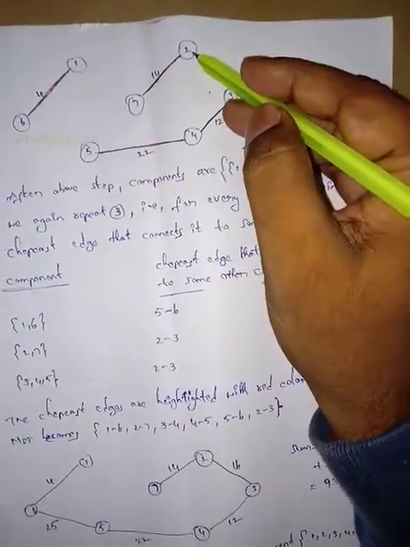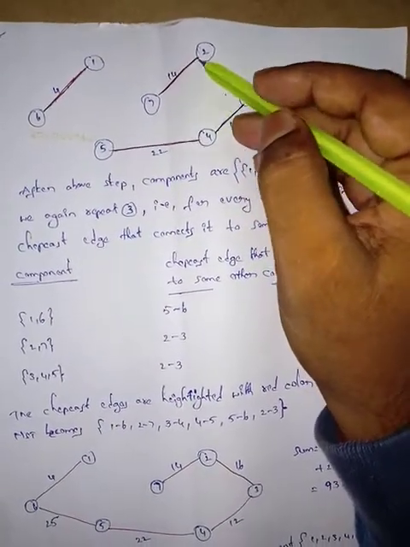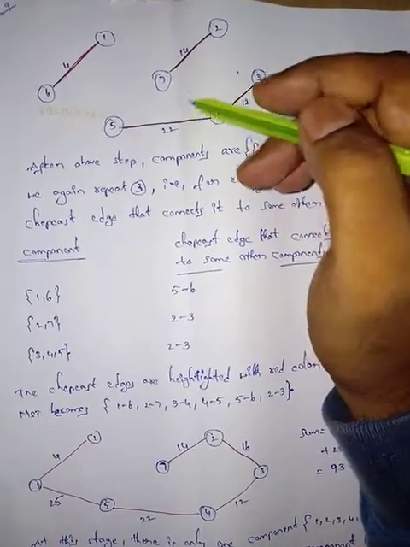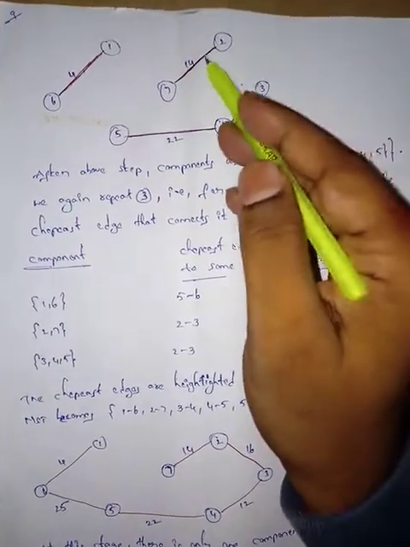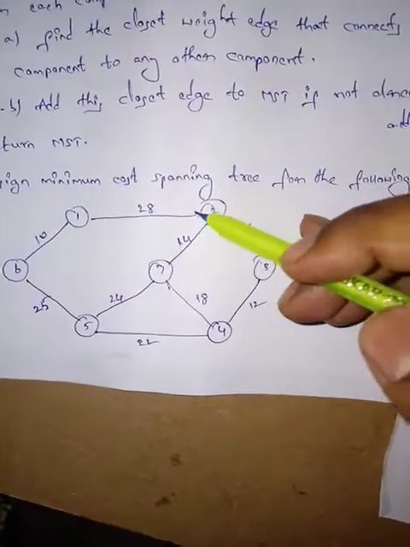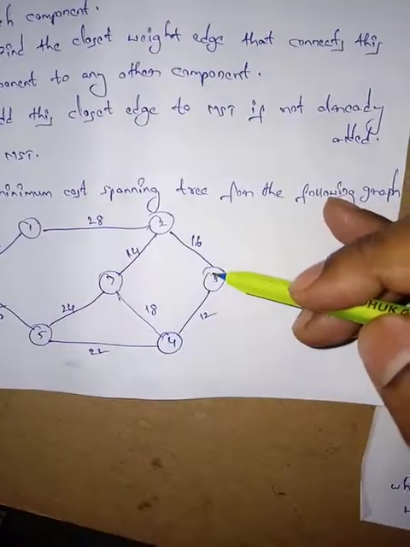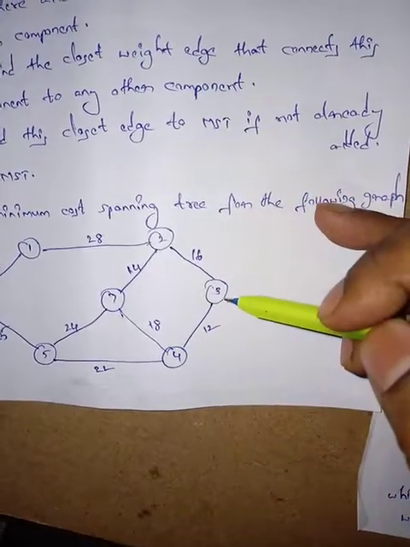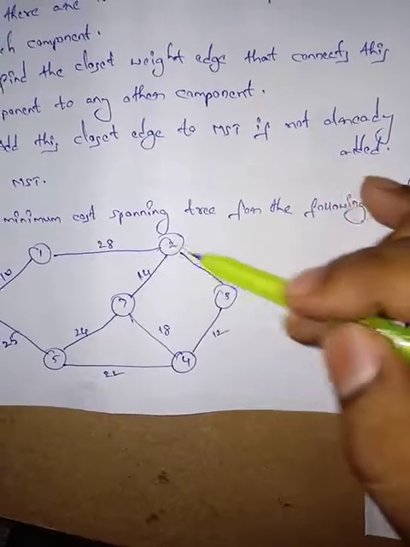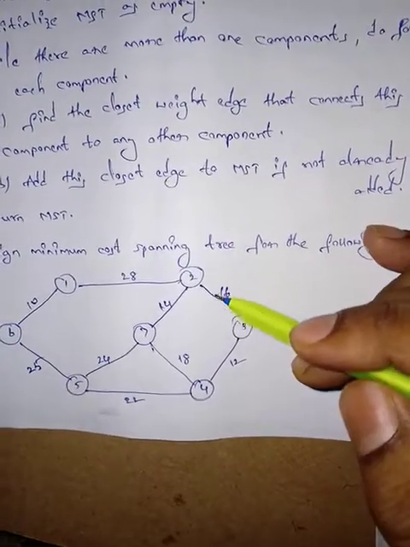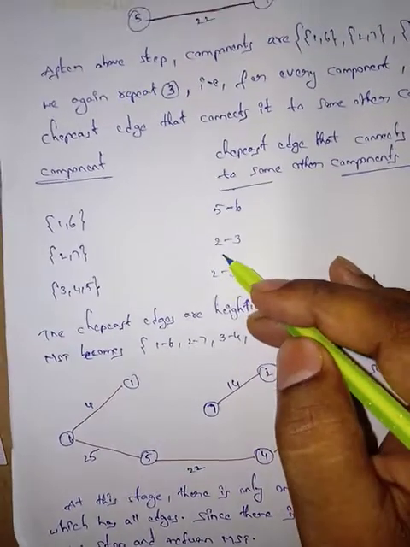Next, the 2 to 7 component, connecting this component to the other components, we have 2 edges: 2 to 1 and 2 to 3. Out of these 2 edges, 16 is the minimum cost. So I selected this one. The edge ends are 2, 3.